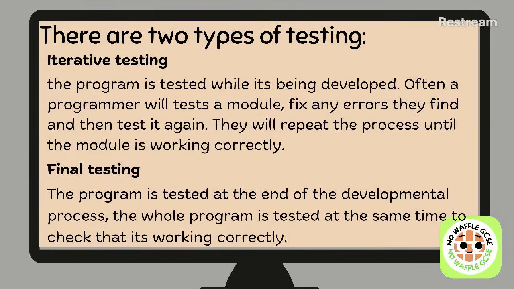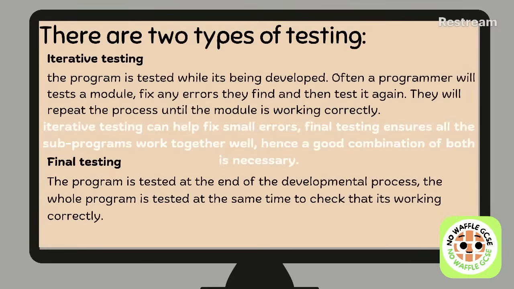With final testing, the program is tested at the very end of the developmental process. So I don't have any predictions, unfortunately. So the whole program is tested at the same time to check what is working correctly. So iterative testing helps fix small errors. Final testing ensures that all the subprograms work together well. Hence, a good combination of both is necessary.